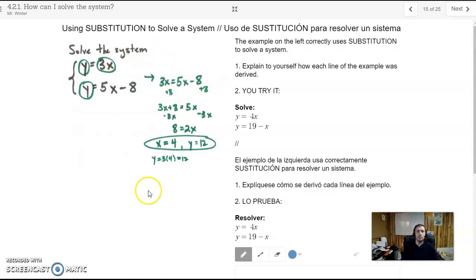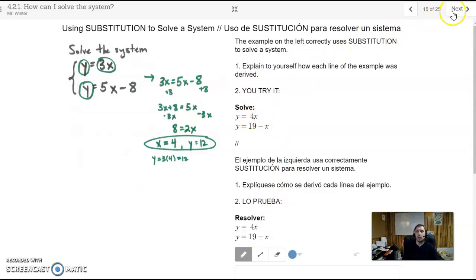And so what we end up doing is we keep going, and you can do this a couple of different ways. But you get 8 equals 2x, divide both sides by 2, and you get x equals 4. Then you choose one of these 2 equations, all right? You plug 4 back in. 3 times 4 is 12, and so we get y equals 12. And so our point here is the point (4, 12). That would be your solution and your point on the graph.